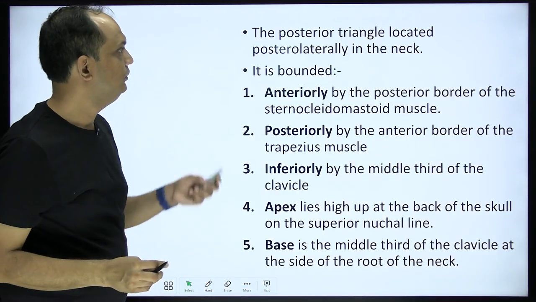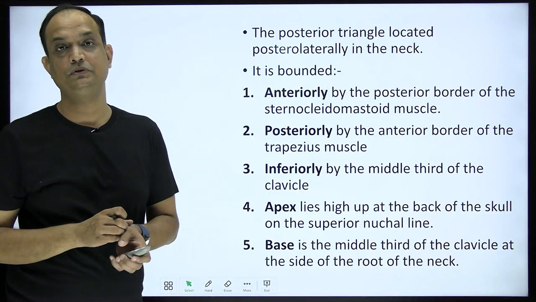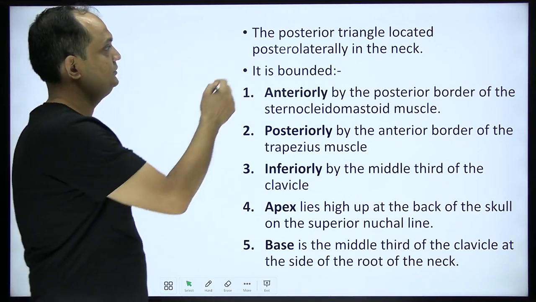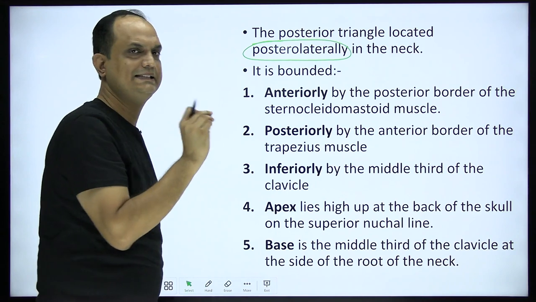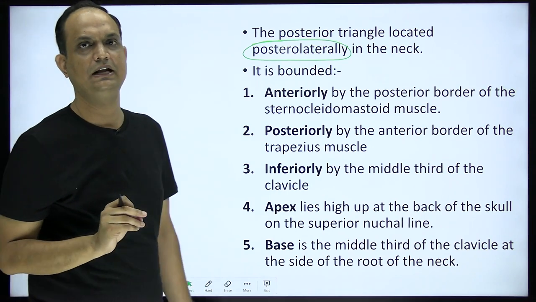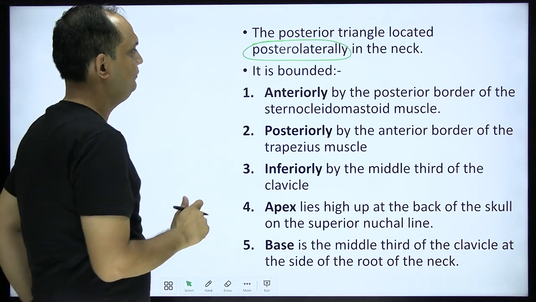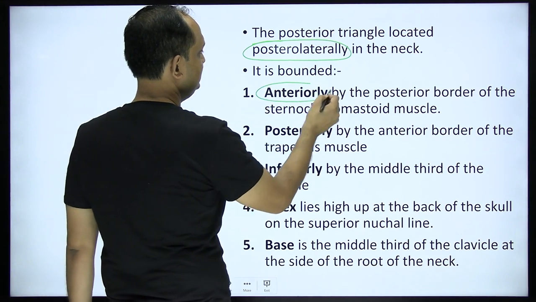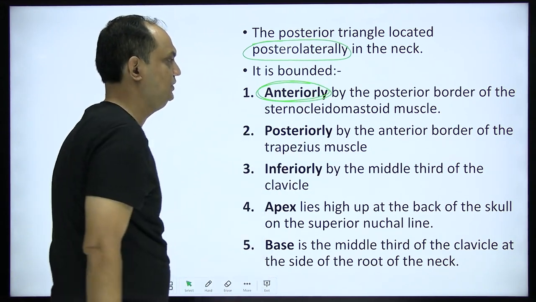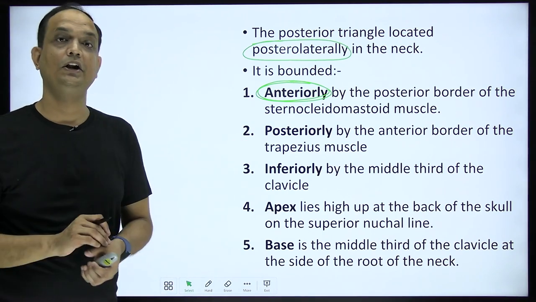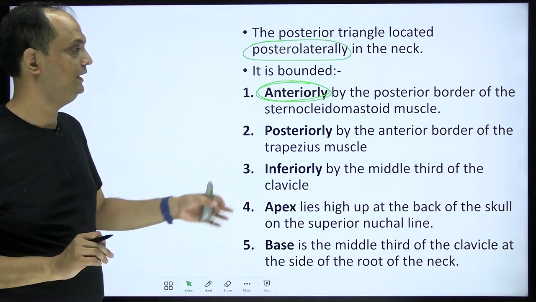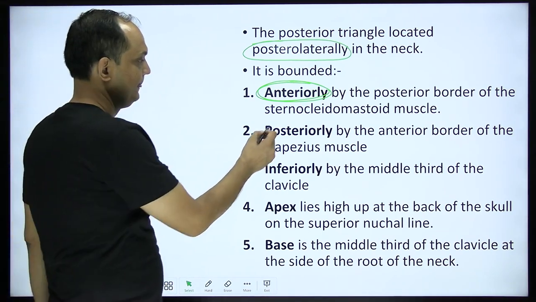Clear? So what are the boundaries of the posterior triangle of the neck? This posterior triangle is present posterolaterally. It is not exactly on the posterior side of the neck, it is posterolateral. And what are the boundaries? It is bounded anteriorly by the posterior border of sternocleidomastoid, posteriorly by the anterior border of trapezius, and inferiorly by the middle third of the clavicle.